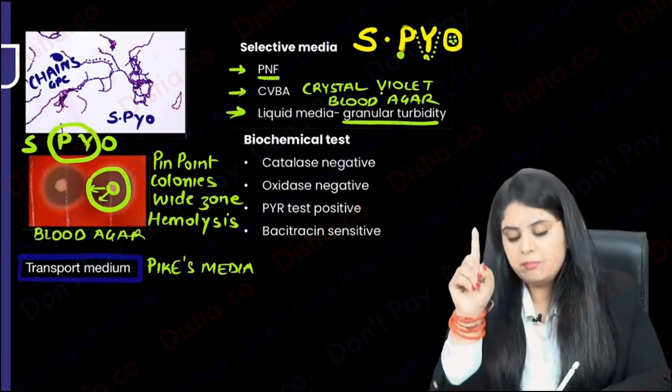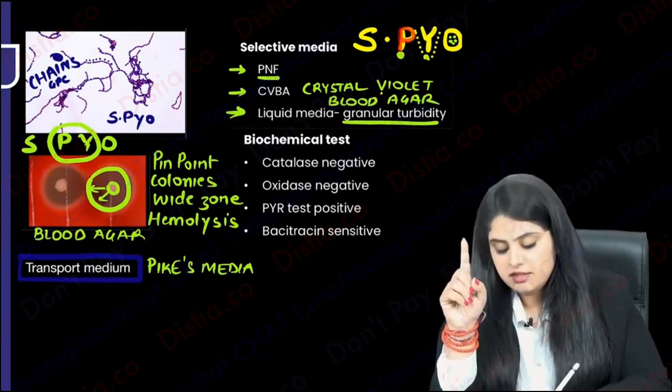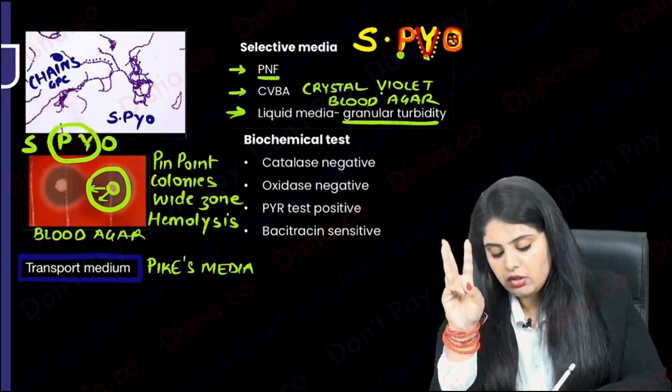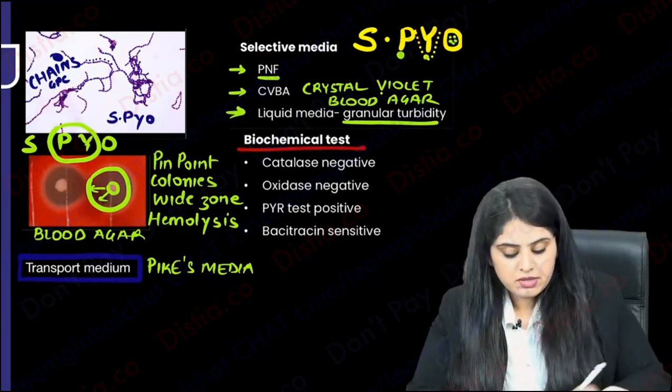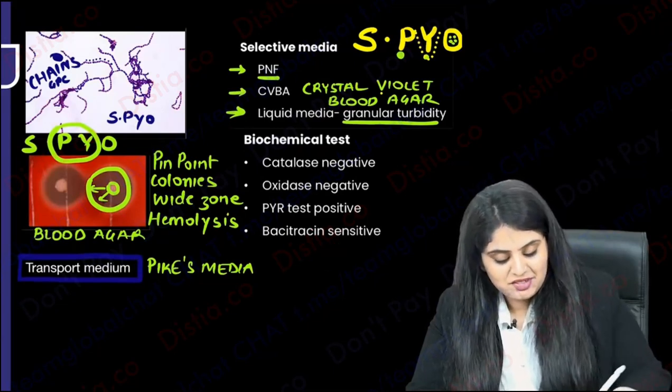So P is going to be for PNF media. Let's do a recap. P is for the PNF media. V, Y, crystal violet blood agar. And in the O, a dot, there's granular turbidity. So selective media are also done. Now we come to biochemical tests. Again, you will write Streptococcus pyogenes over here.